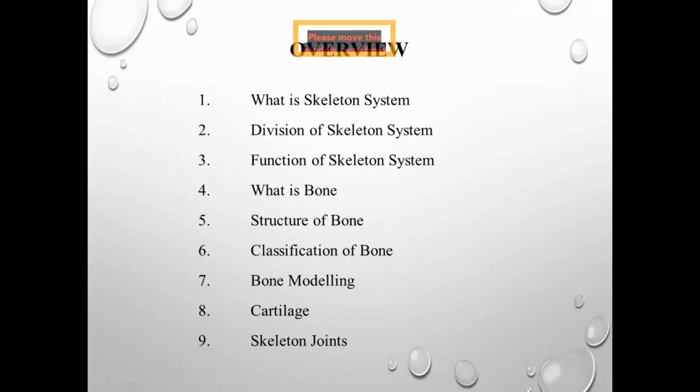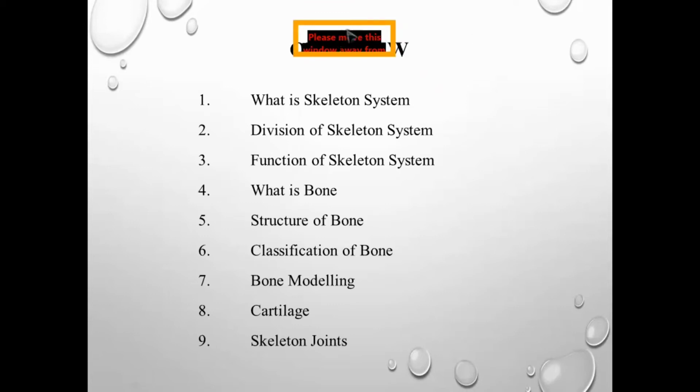Right. The overview of today's session is: what is a skeleton system, division of skeleton system, function of skeleton system, then what is bone, structure of bone, classification of bone, then bone modeling, then cartilages, then the skeleton joints.